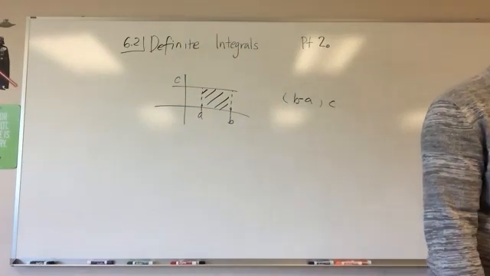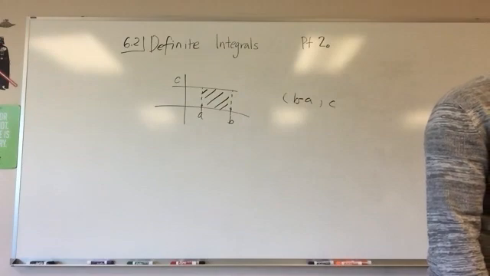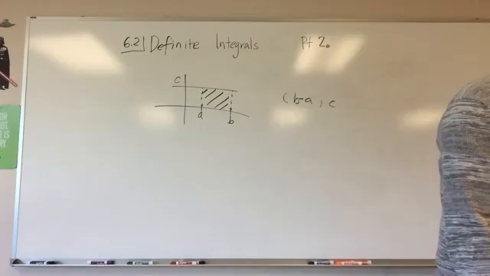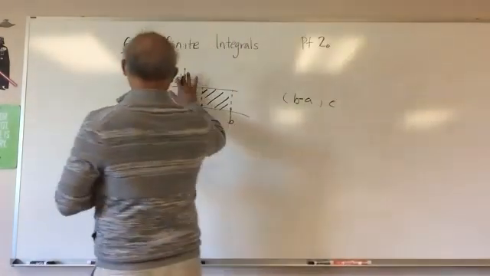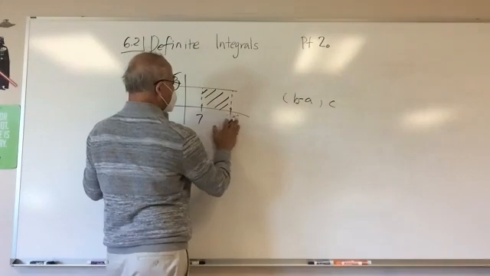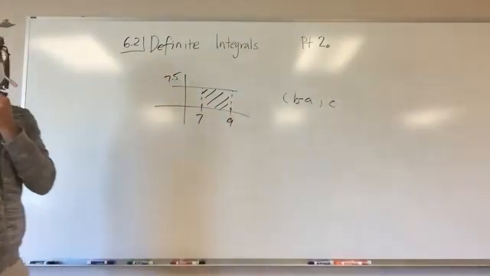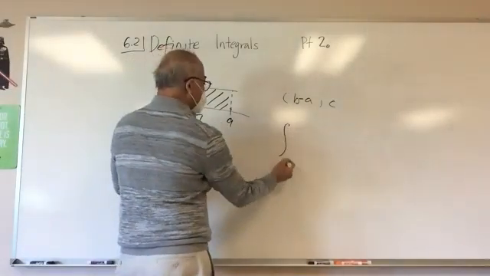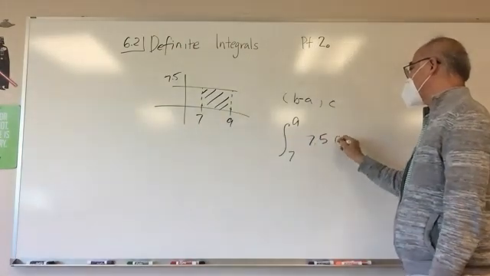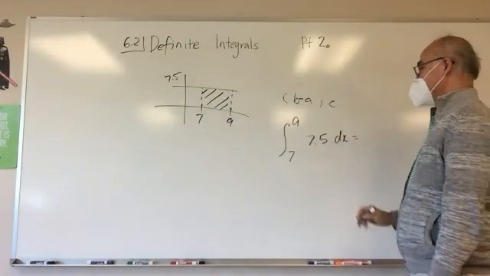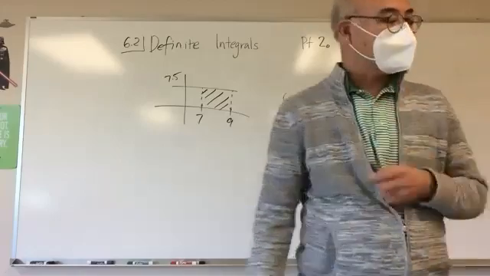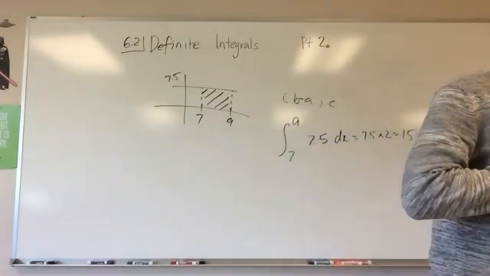So example number 3: a ship sails steady at 7.5 nautical miles per hour from 7 to 9. Express the total distance traveled. Well, so now we're going to have this 7.5, and we're going from 7 to 9. If I wanted to express this using the integral symbols, it would be the integral from 7 to 9, where the constant is 7.5 dx. So it's going to be 7.5 times 2, 15 nautical miles, right? Okay, so that's that.